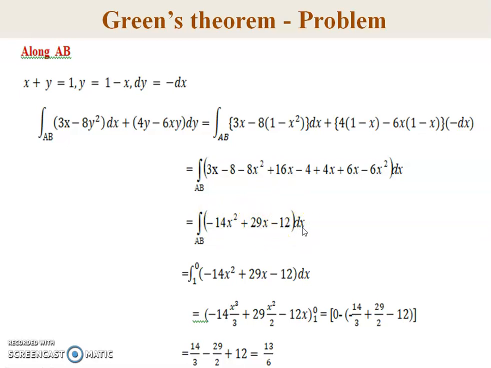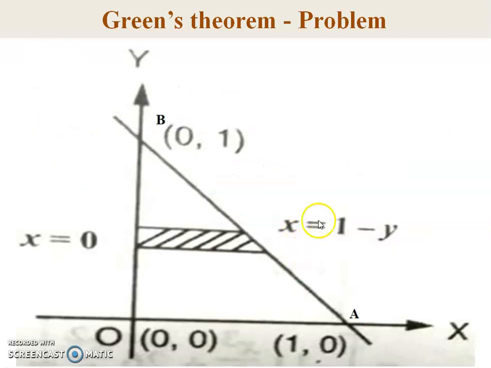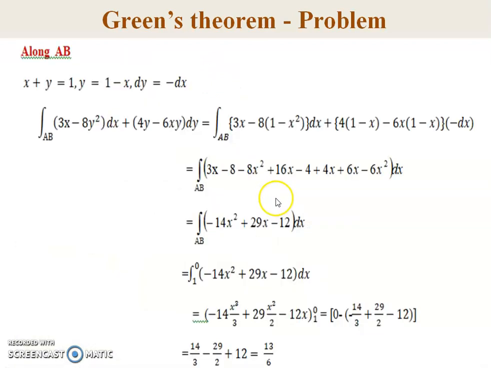So what is the limit of x now? The direction is A to B, direction is very important. So what is the value of x here? 1 to 0. It is completely reverse direction. Now integrate this with respect to x, then apply the limit. If you simplify this expression, we get 13 by 6.